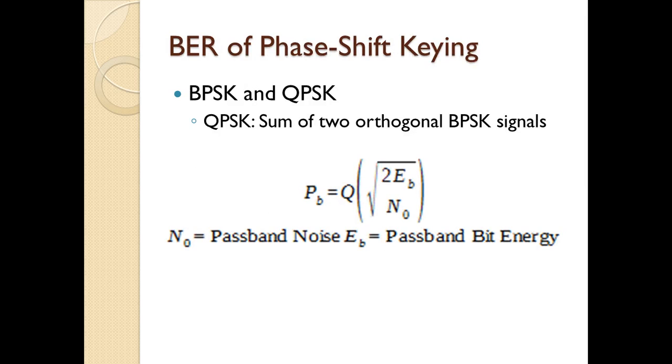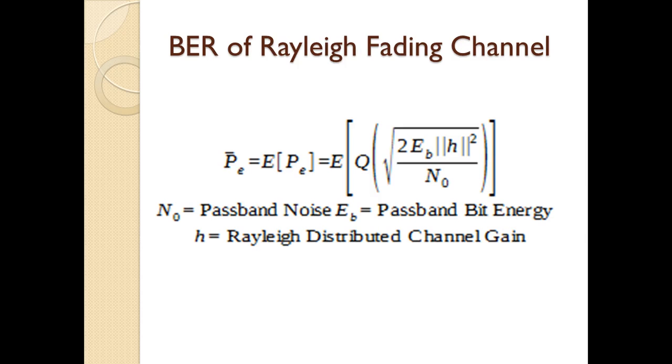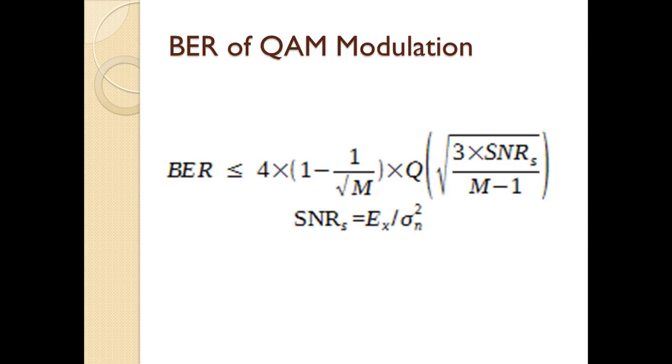The equation for the BER performance of phase shift keying modulation types is shown here. The BER of QPSK is defined as the sum of two orthogonal BPSK symbols. When Rayleigh fading is added to the MATLAB simulation, the BER performance equation is modified as shown. The BER performance equation of a square MQAM modulated system is shown here below.